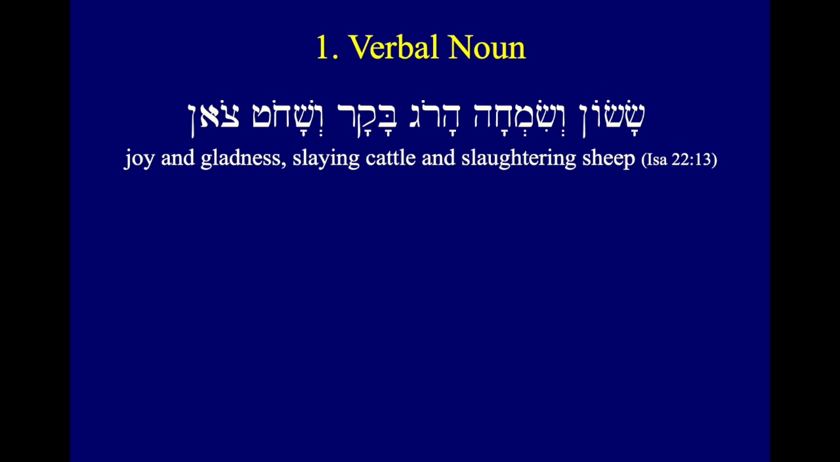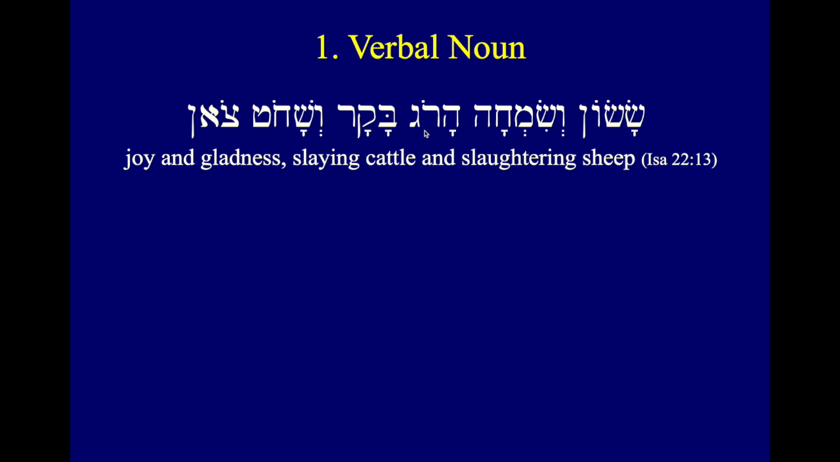So in any event, sason v'simcha, but then harog, the root is hey, resh, gimel. And notice you have your long A-class vowel under your first radical, and you have this O vowel in between your second and third. That's your Qal infinitive absolute. You have the same thing here, your long A-class vowel, and then your O-class vowel between your second and third. So this is your Qal infinitive absolute.